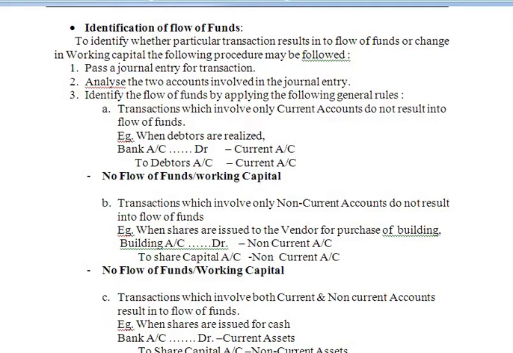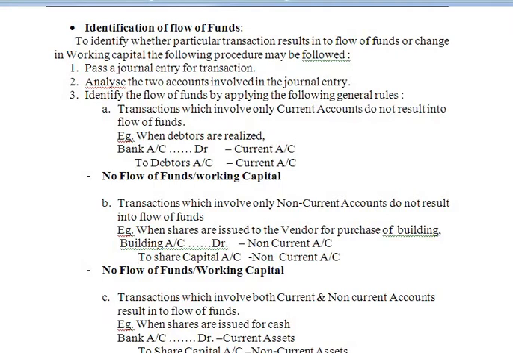Second rule: transactions which involve only non-current accounts do not result in flow of funds. This is one. Second one, B. Transactions which involve only non-current accounts do not result in flow of funds. Just like the first one, like how there were two current accounts and hence there is no flow of funds, the same way, when any journal entry or transaction involves both non-current accounts, then the result is no flow of funds or no change in working capital.